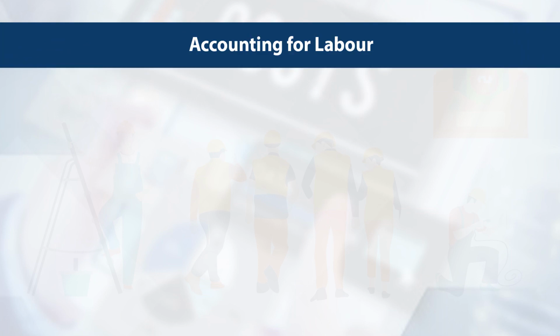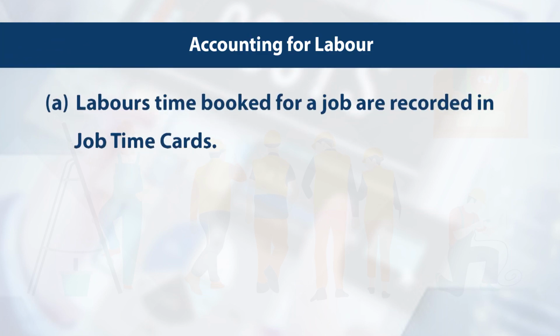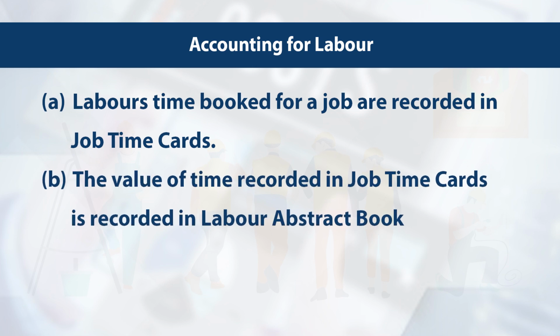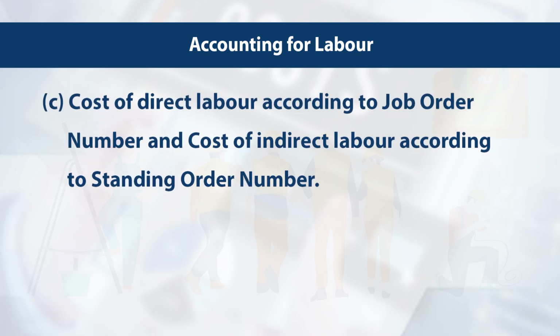Let's understand accounting for labor. Laborers' time booked for a job is recorded in job time cards. Then the value of time recorded in job time cards is recorded in the labor abstract book. Cost of direct labor is recorded according to job order number and cost of indirect labor according to standing order number.